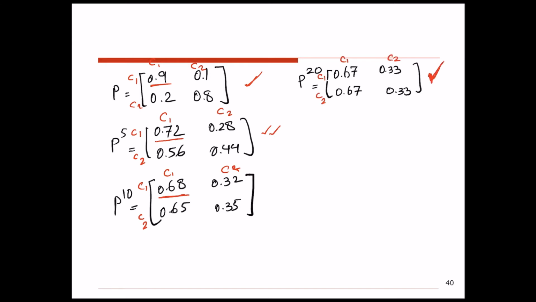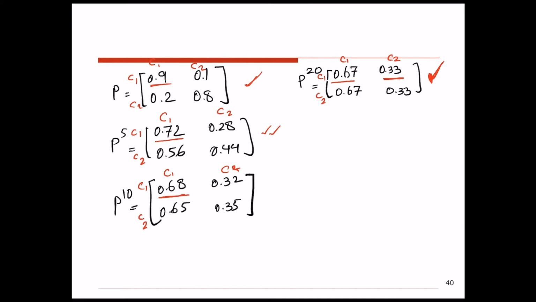This matrix tells us that if I'm a cola 1 drinker right now, with a chance of 67%, 20 purchases from now I will be a cola 1 drinker. No matter what transitions have happened in between, the prediction is that with 67% chance I'm a cola 1 drinker 20 purchases from now, and with 33% chance I'm a cola 2 drinker 20 purchases from now.